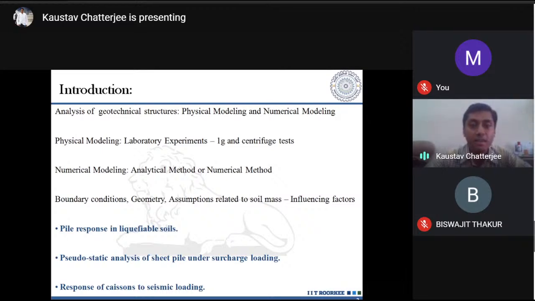The lab test can be a 1G test or it can also be a centrifuge test, that is, it has been done under NG conditions. Okay.